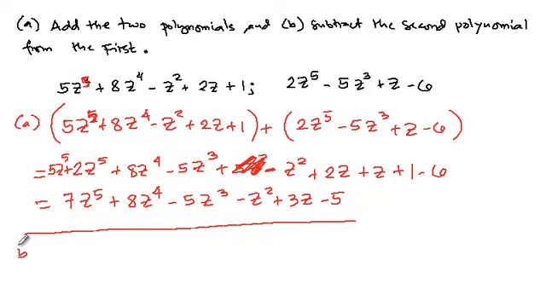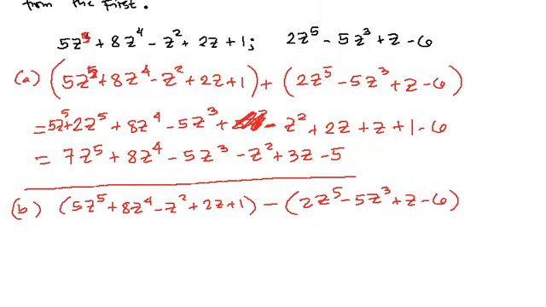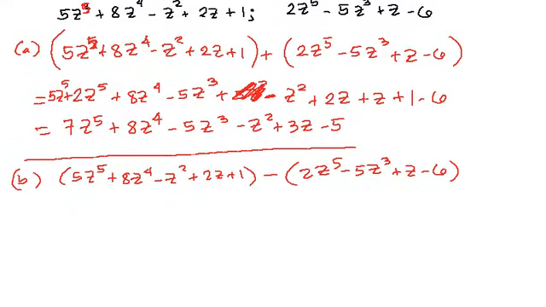Now, if we subtract, what will happen? Pag i-subtract, ang kalahi lang is kani, naay minus. So we have 5z to the fifth plus 8z fourth minus z squared plus 2z plus 1 minus 2z to the fifth minus 5z cubed plus z minus 6. Then ang change diri karon is, i-distribute lang nimo ang negative para plus na dayon tanan.